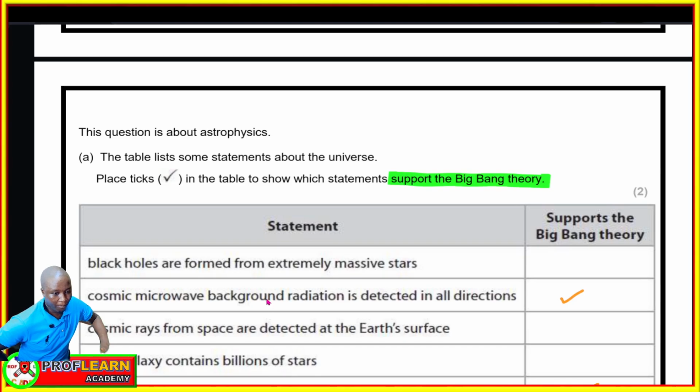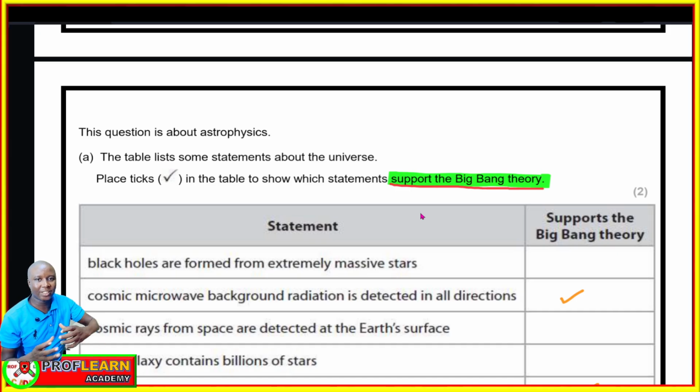So we have areas to support Big Bang Theory. Remember, Big Bang Theory is a theory that tries to explain the origin of the universe. It claims that the universe originated from a single hot and dense point, which expanded to what we have now. In the process, cosmic microwave background radiation was created. That's why anywhere in the universe, or on Earth, you can measure CMBR, cosmic microwave background radiation. It is present everywhere because it was created during the Big Bang.